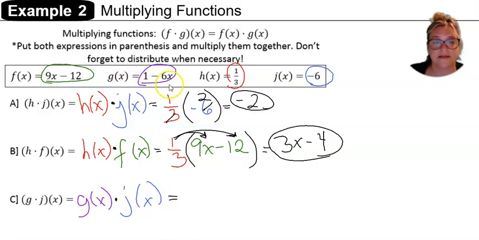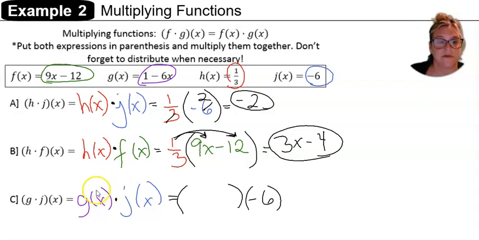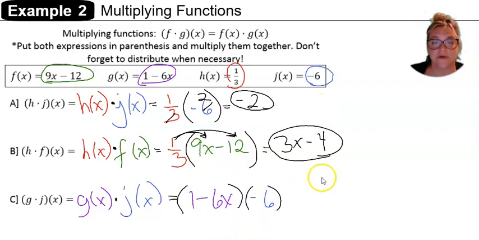Now, since g of x is a binomial and I'm multiplying, I'm going to go ahead and put that binomial in parentheses. And then j of x is a monomial with a negative, so I'm going to put that in parentheses. So my g of x, 1 minus 6x, gets substituted in the first set of parentheses. And then, oh, I meant for that to be blue, so let's go ahead and make that j of x, -6, blue. Now we're going to distribute to evaluate these parentheses.